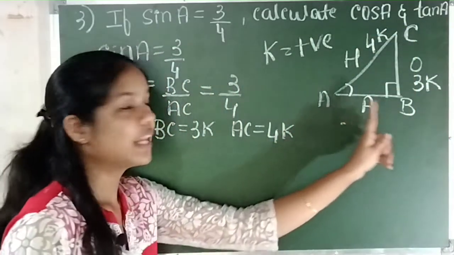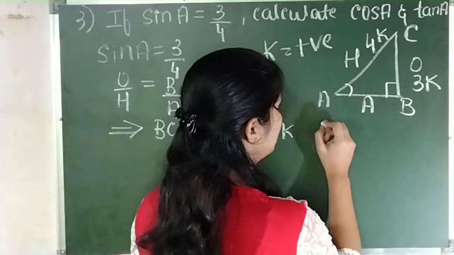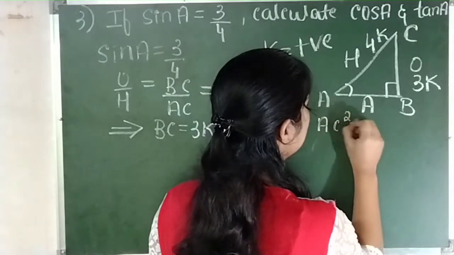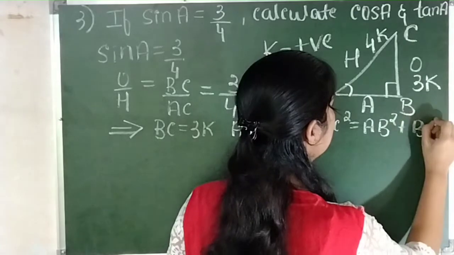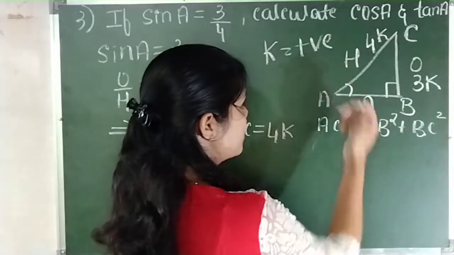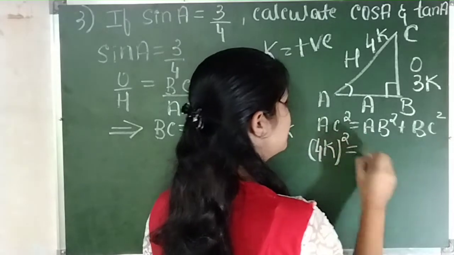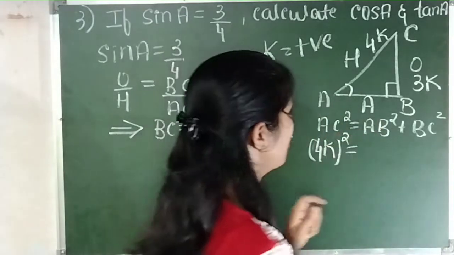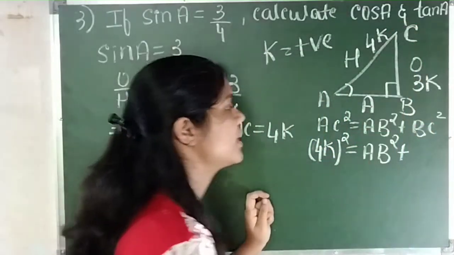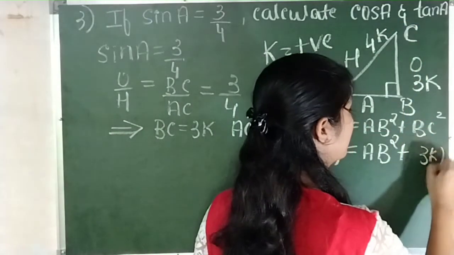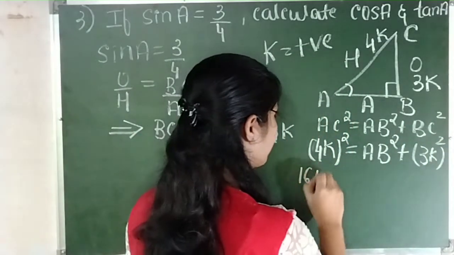We need to find the value of AB. That can be done by using the Pythagoras theorem. So AC square is equal to AB square plus BC square. AC square is 4K square, AB square is not known, and BC square is 3K square. 4K square is 16K square.